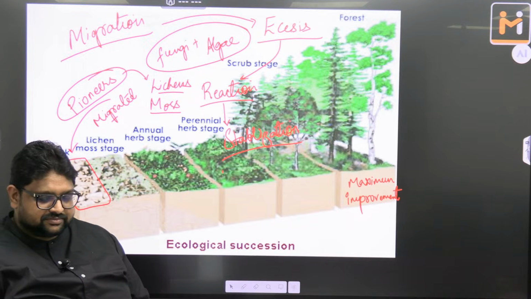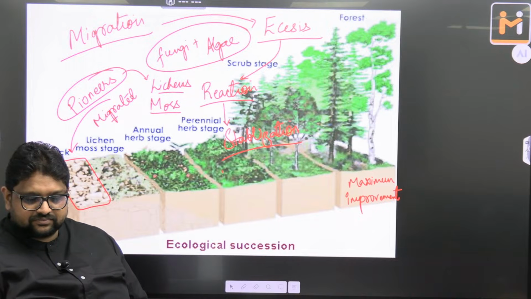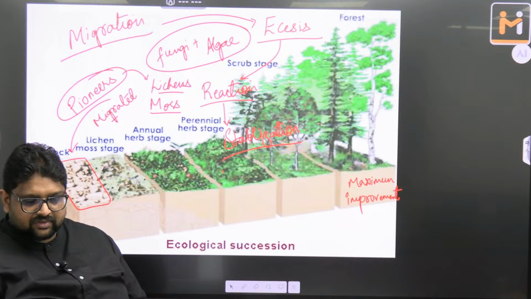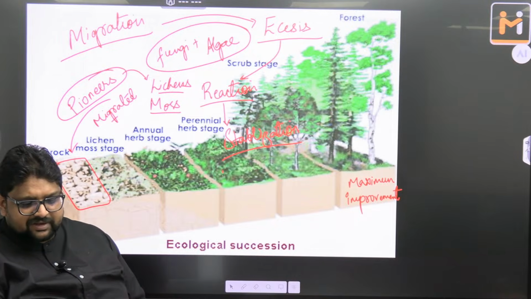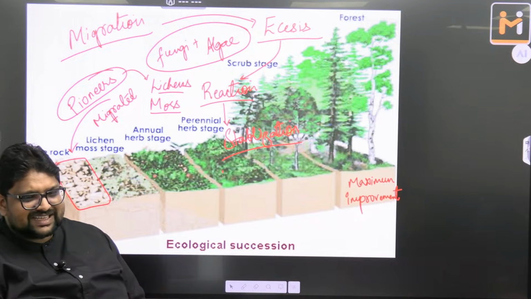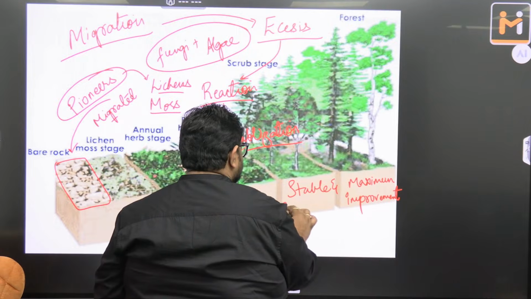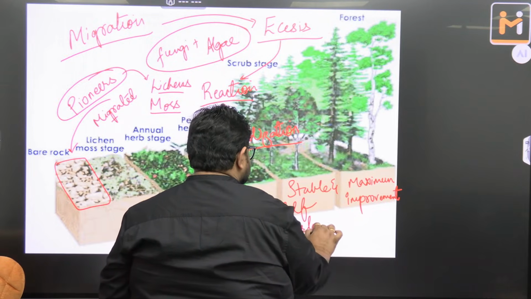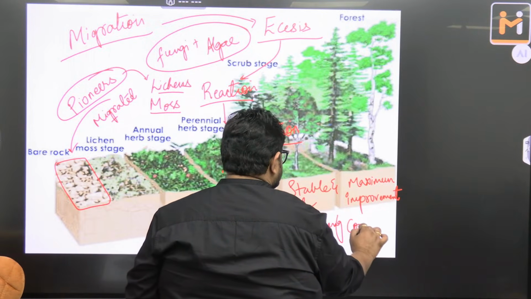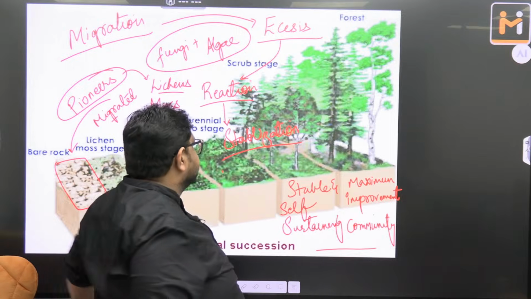Next is stabilization. Formation of stable and self-sustaining community. Okay, that's the thing. Four stages.